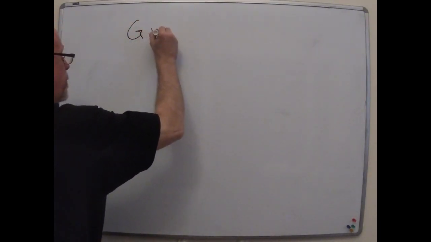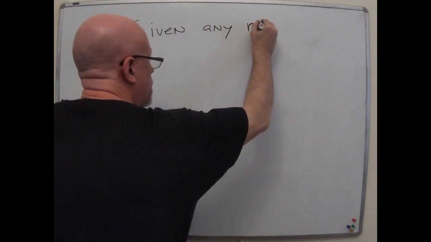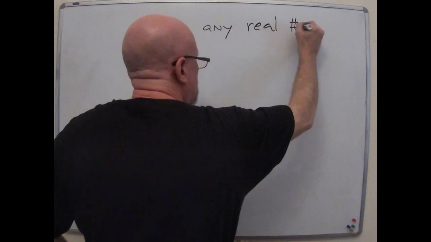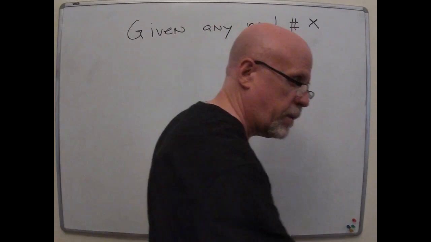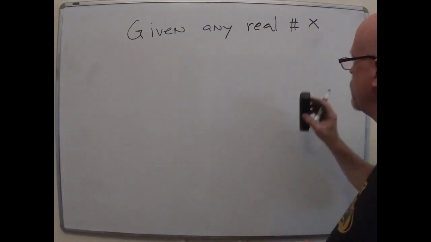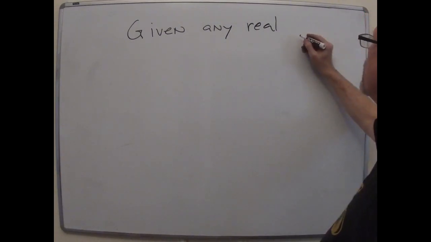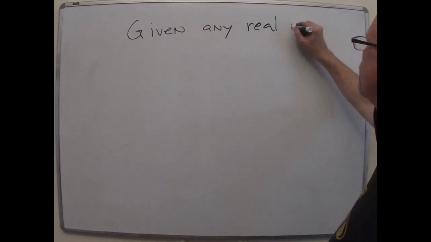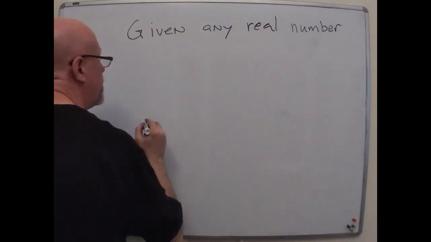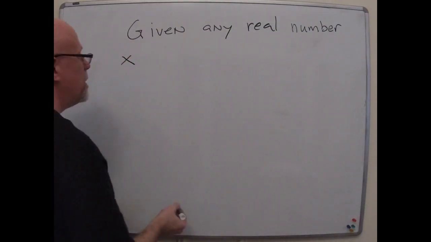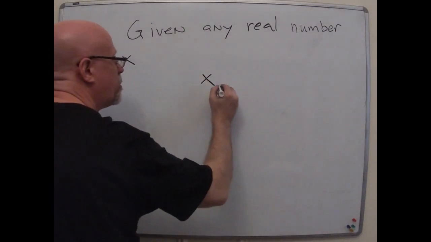So given any real number, x, I feel like I shouldn't write a hash sign for the, what do you guys call it? Hashtag. The real name of that symbol is the octothorpe, but nobody wants to say that anymore. Let me just write out the word number instead. Given any real number x, there's a fairly simple inequality that involves x and its absolute value.